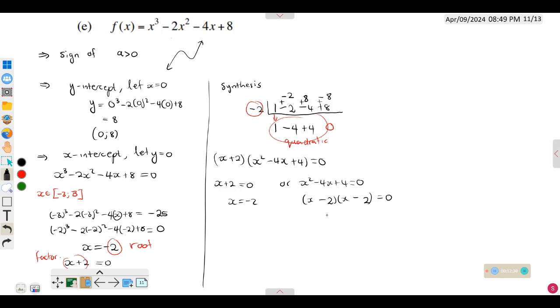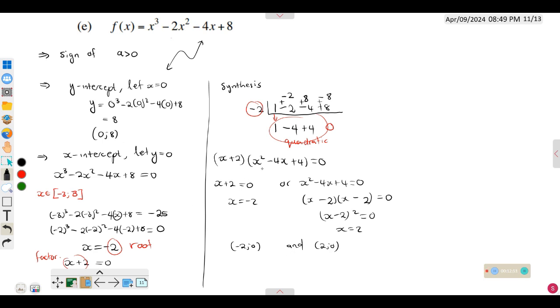Then from here, we have that x minus 2 all squared is equals to 0. Then we square root both sides. So we have x, which is equals to positive 2. So it only has two x-intercepts. One at minus 2, 0. And the other one at what? At positive 2, 0. Right? We then move on.